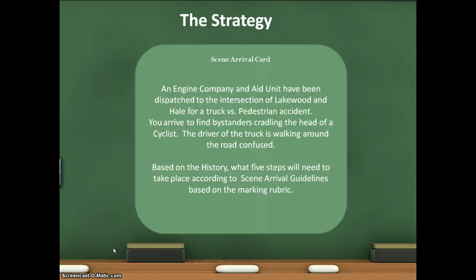An example of a scene arrival card might look something like this. An engine company and aid unit have been dispatched to the intersection of Lakewood and Hale for a truck versus pedestrian accident. You arrive to find bystanders cradling the head of a cyclist. The driver of the truck is walking around the road confused. Based on the history, what 5 steps will need to take place according to the scene arrival guidelines based on the marking rubric?